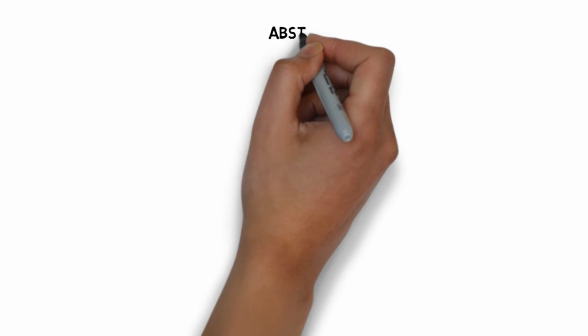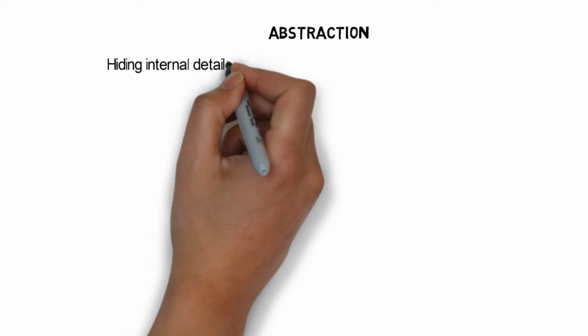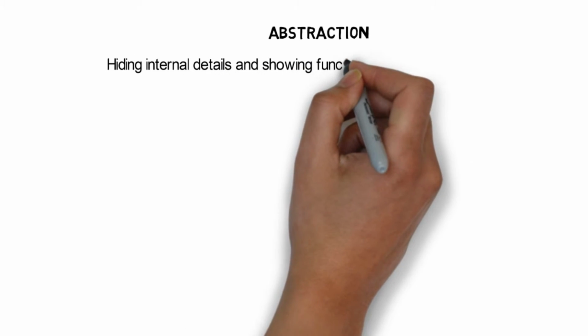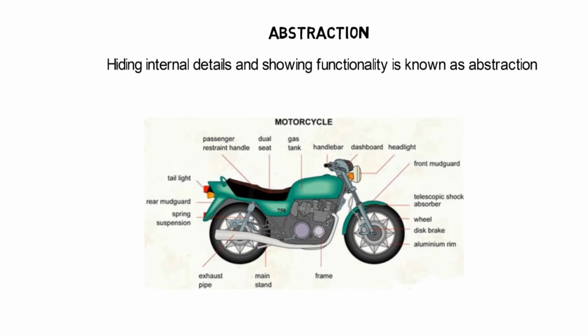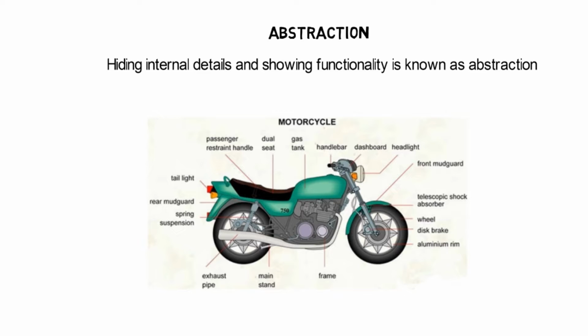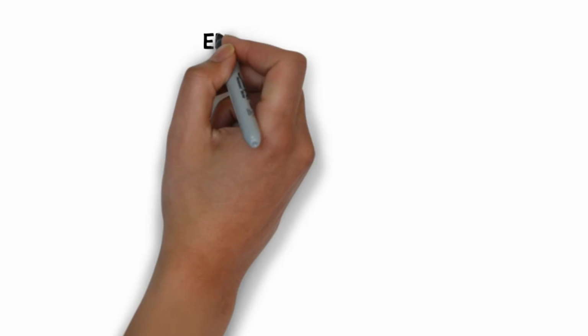The third concept, abstraction. Hiding internal details and showing functionality. For example, take a phone call. We don't know the internal processing. A motorcycle is a good real world example. No point in knowing its internal parts and all.